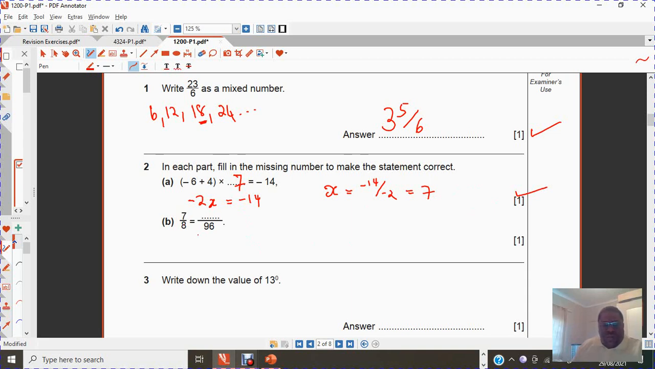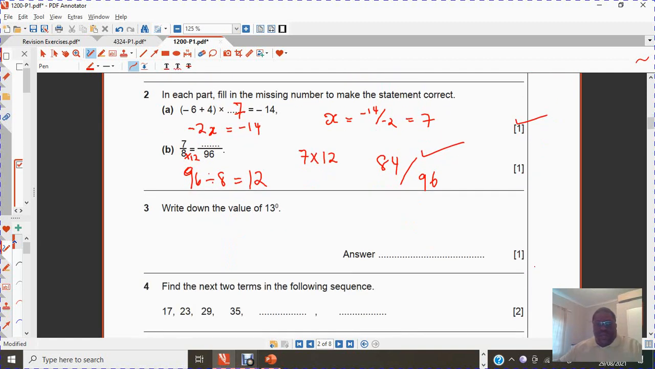Now, when you look at 96 divided by 8, in order to find out what this 8 was multiplied with to give you 96, 8 goes into 96 twelve times. So it's like you multiply by 12. So on top, the answer will be 7 times 12. Well, that's 70 plus 14, so that is 84. So the missing number is 84 upon 96.